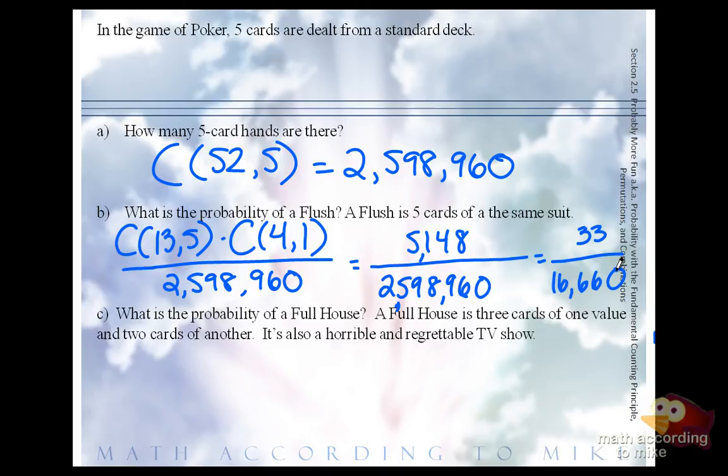All right. C, probability of a full house. As it says, a full house is 3 cards of one value and 2 cards of another. So if you had 3 queens and 2 jacks, that's a full house. So since it says probability, part over whole, what's the whole going to be? That 2 million number.